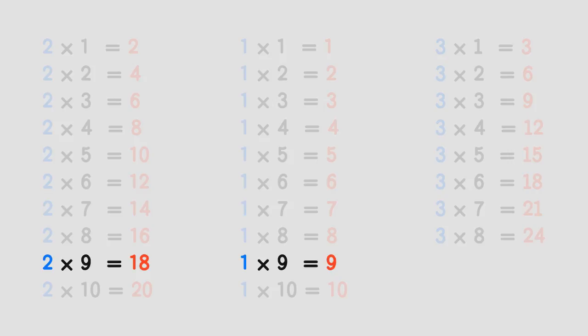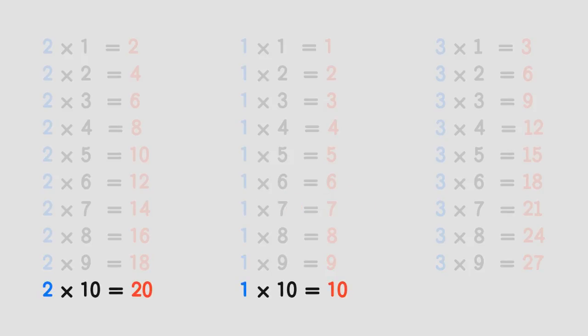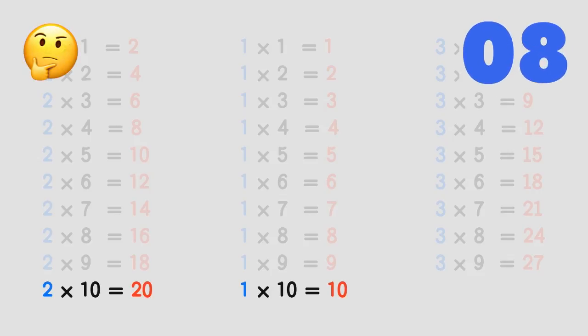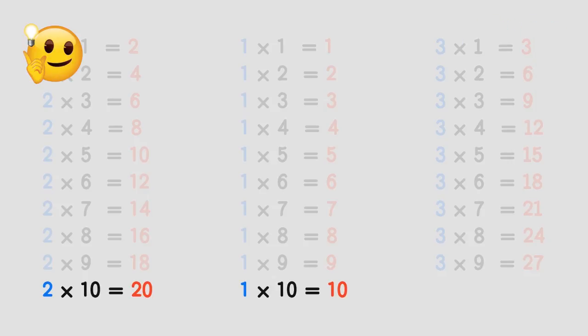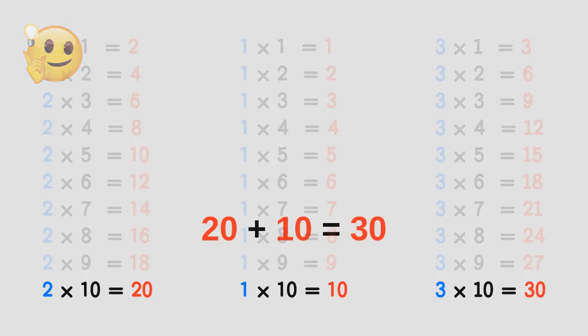If 2 times 9 is 18, and 1 times 9 is 9, 3 times 9 must be 27, because 18 plus 9 is 27. If 2 times 10 is 20, and 1 times 10 is 10, how much is 3 times 10? That's right. The answer is 30. 3 times 10 equals 30.